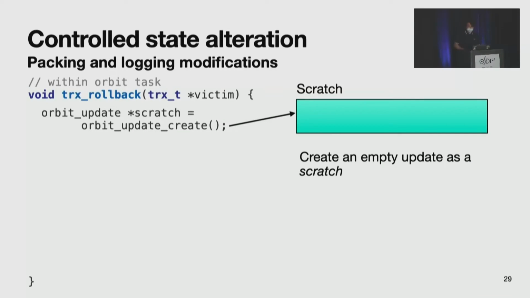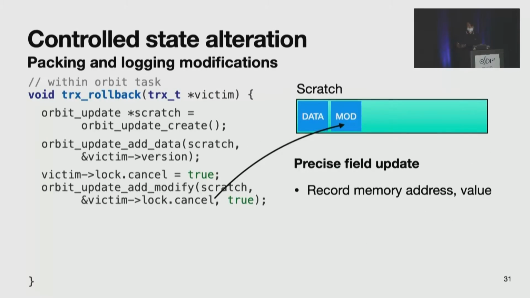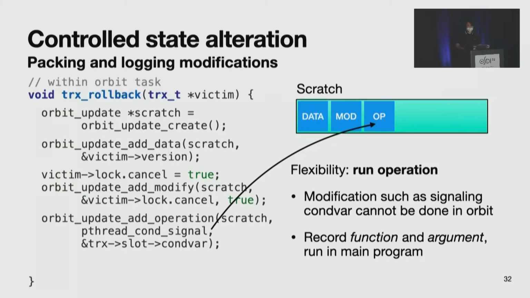Here's an example. The orbit side will first create an update as a scratch space that will log and pack all the modifications carried out in the orbit side, but will not immediately apply them to the main program. Then, we can add various types of updates. For example, adding raw data for custom use, adding precise field modification that records the field's memory address and its value. For some special operations that can't be done in orbit, we record its function pointer and arguments.